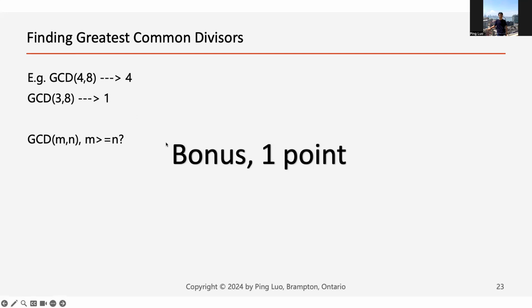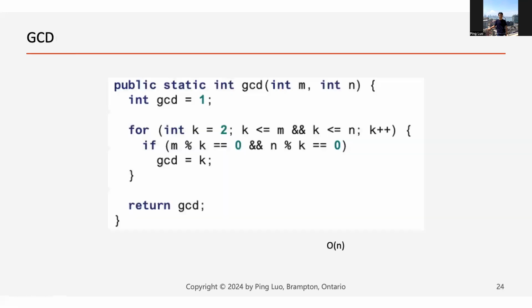No one? Okay, let me just show you the answer. The simplest way is we compare all the numbers smaller than m and n. We check if it's a divisor of m and if it's a divisor of n, we keep it and we search the next one. We compare every possible case until we find the maximum number. That's the most simple way to do that.